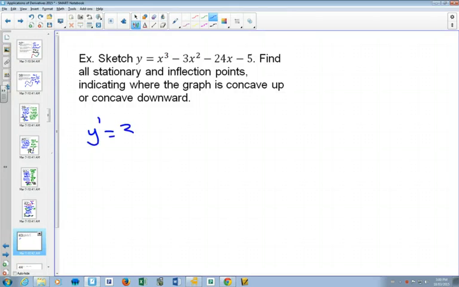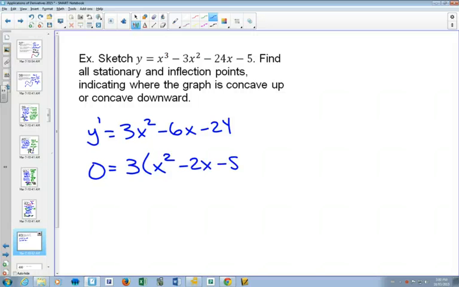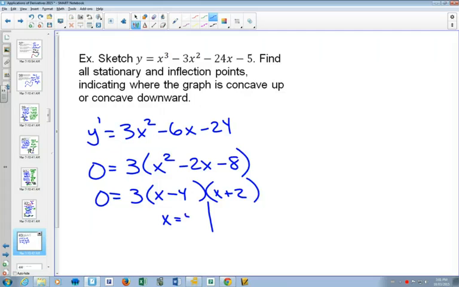y prime is 3x squared minus 6x minus 24. Set it equal to 0. I saw most people factored out the 3 and then factored it further. x minus 4, x plus 2, so x equals 4, x equals negative 2.